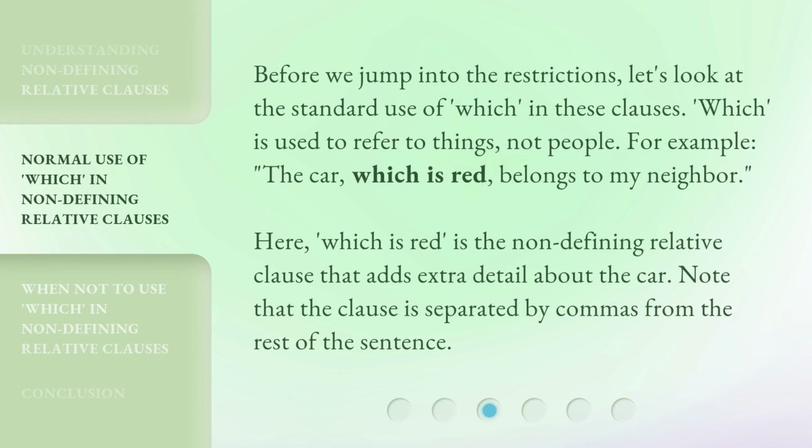Before we jump into the restrictions, let's look at the standard use of which in these clauses. Which is used to refer to things, not people. For example, the car, which is red, belongs to my neighbor. Here, which is red, is the non-defining relative clause that adds extra detail about the car. Note that the clause is separated by commas from the rest of the sentence.